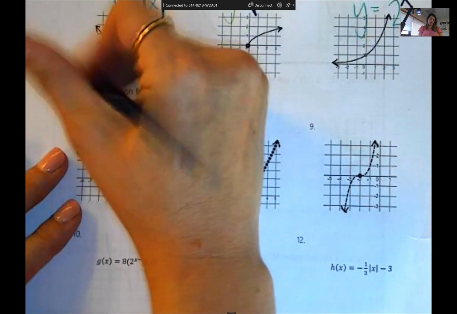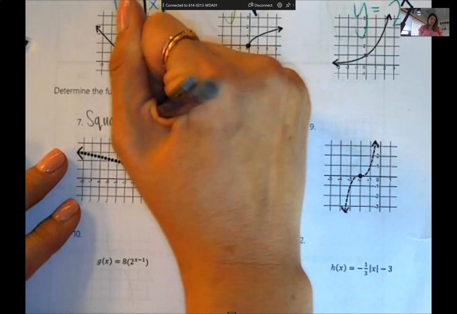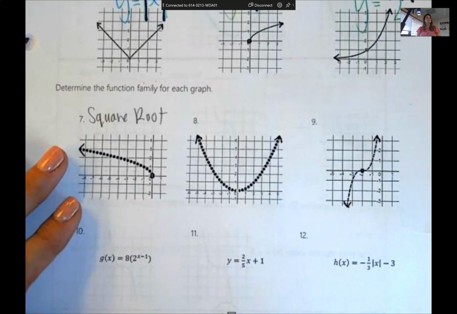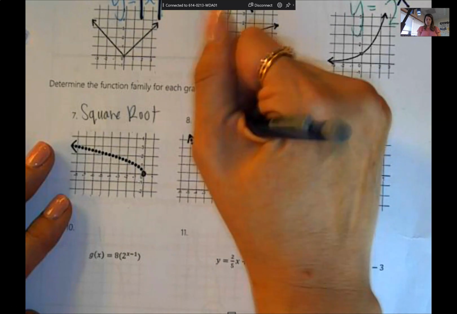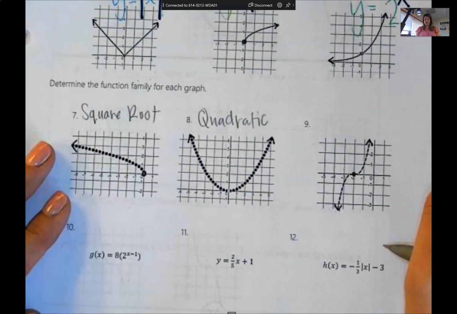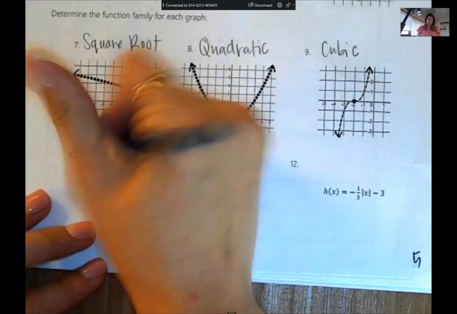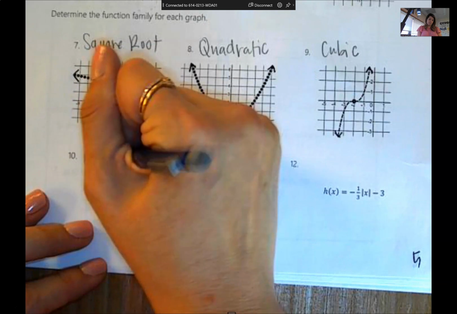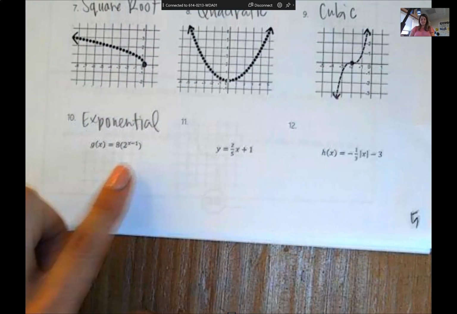Okay, this top one is the square root. He's like a firework that's shooting backward. What's the middle one? Quadratic. Number 9, cubic. 10. Great. How do we know? Because the x is in the exponent position.